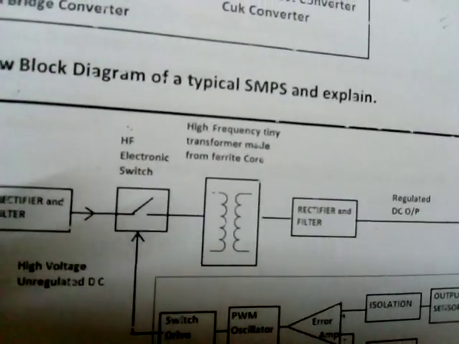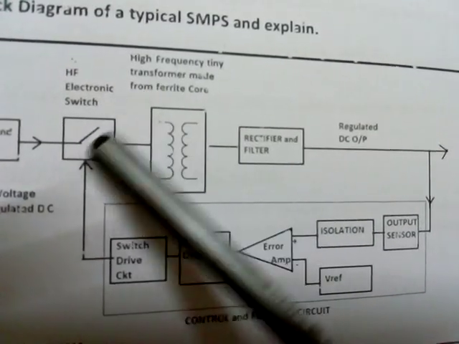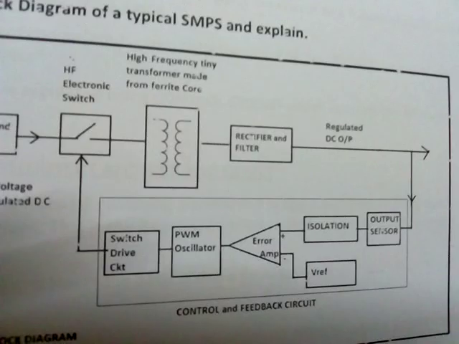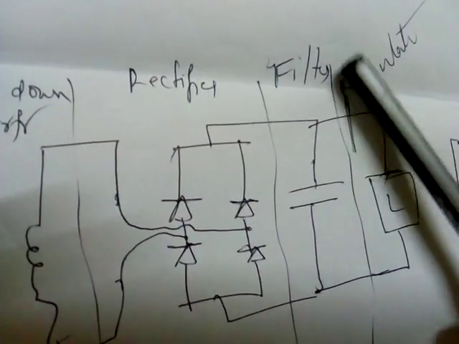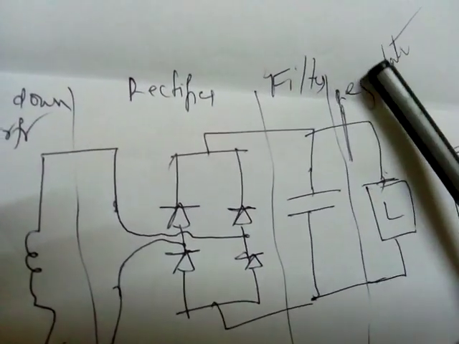Another thing is the switch acts in on or off state, hence loss is less. In case of linear power supplies, if regulators are used, they will be in the linear mode, hence power dissipating.